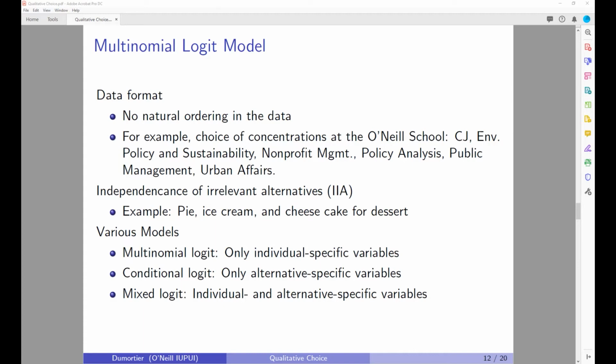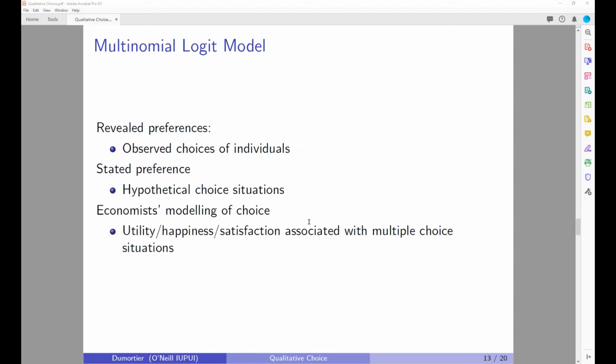Now, I mentioned before that some of those models come from the consumer choice literature. And so economists differentiate between what are called revealed preferences and stated preferences. Now, revealed preferences are if you actually observe choices made by individuals, so where you're tracking their purchases, whereas stated preferences is when you confront consumers with a hypothetical scenario and you ask them what they would do.